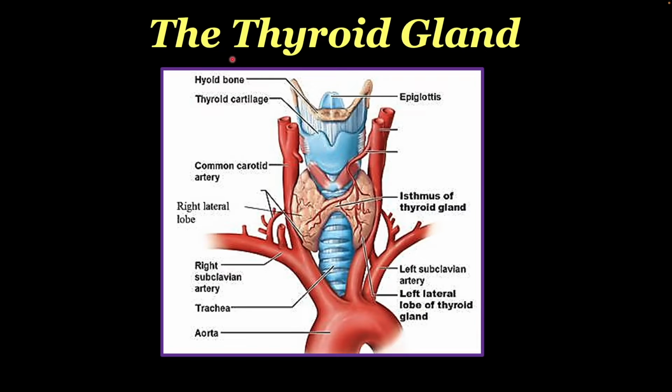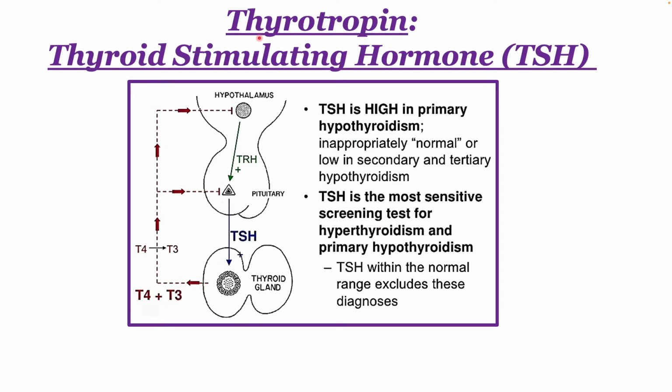Here is a pictorial representation of the thyroid gland. The isthmus is that part of the thyroid gland which connects the two lobes. Let's talk about thyrotropin, aka thyroid stimulating hormone, TSH for short. TSH is released from the pituitary gland and stimulates the thyroid gland to produce T3 and T4.